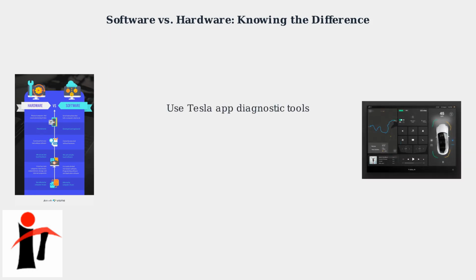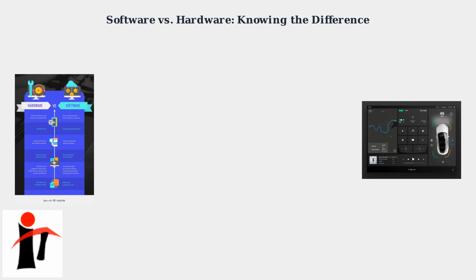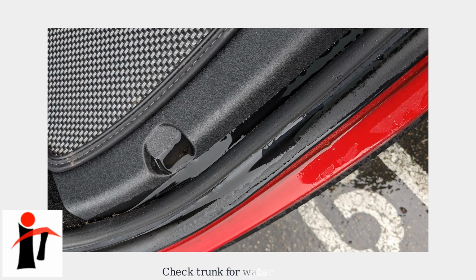To identify the issue, use the Tesla app's diagnostic tools. These tools can check the vehicle's audio system and provide error codes that help determine if it's a software or hardware problem. For example, error codes like AMP4 fault rear typically point to hardware issues that require attention at a Tesla service center. Hardware failures, such as damaged speakers, need professional inspection and repair. Remember, if software updates and resets don't resolve the rear speaker silence, the problem is most likely hardware-related and should be checked by professionals.